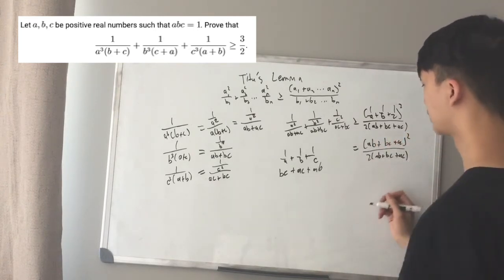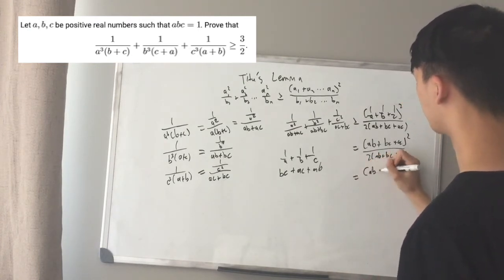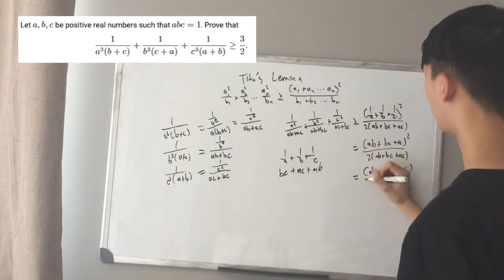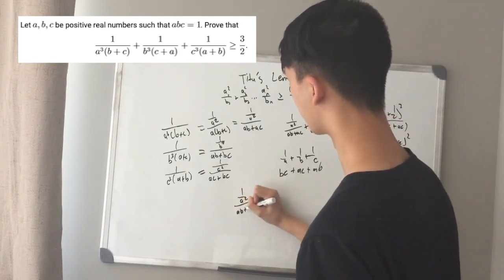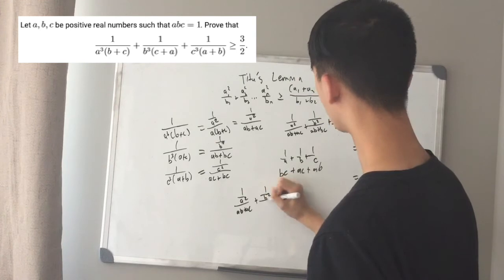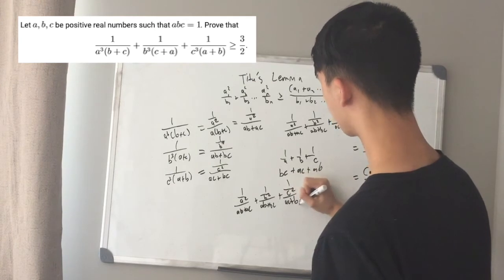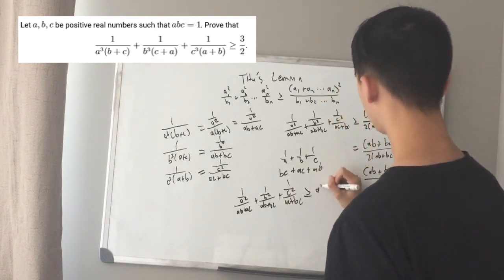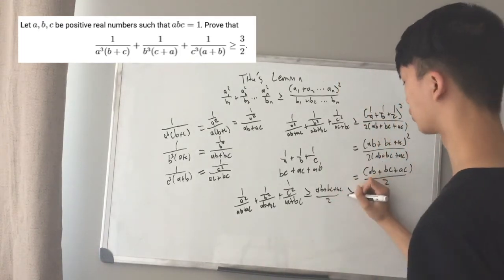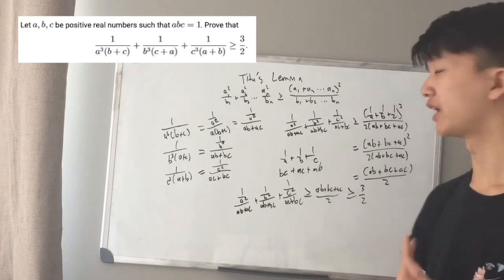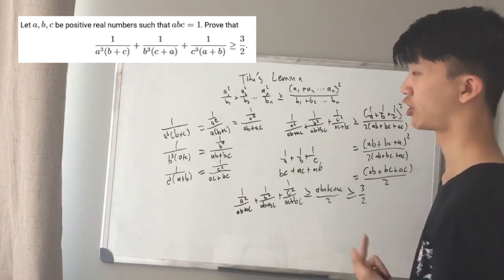And now we can divide ab plus bc plus ac to get that this is equal to (ab plus bc plus ac) all divided by 2. And now, since we know that 1 over a squared over ab plus ac, plus 1 over b squared over ab plus bc, plus 1 over c squared over ac plus bc is greater than or equal to (ab plus bc plus ac) over 2, if we can prove that this is greater than or equal to 3 over 2, and so proving that (ab plus bc plus ac) over 2 is greater than or equal to 3 over 2 will suffice to solve this problem.